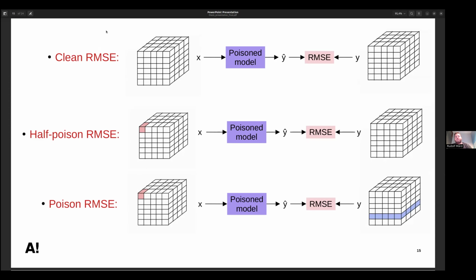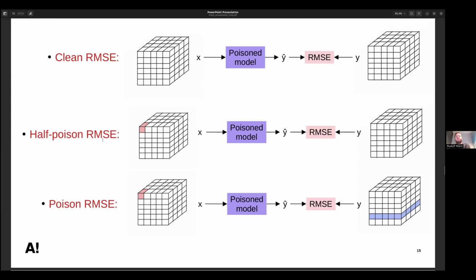We have the clean RMSE set, which is same as the base RMSE set, but calculated for the poisoned model. So clean inputs and clean prediction targets. And this measures the overall performance of the poisoned model in normal prediction conditions.